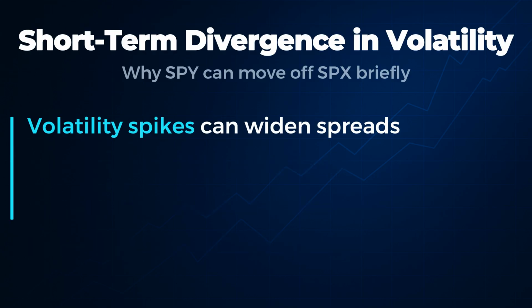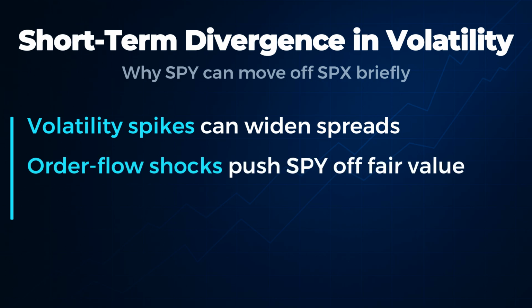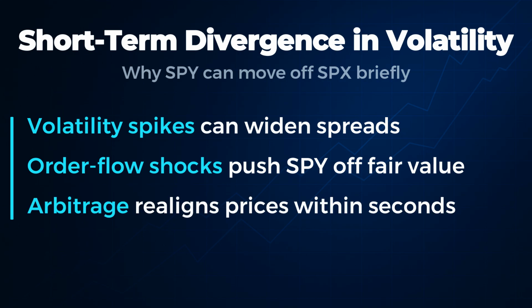During fast volatility spikes, SPY may briefly diverge from SPX. Spread widening, depth removal, sudden order flow shocks, and elevated implied volatility can push SPY a little off its fair value. But arbitrage compresses the difference almost immediately. You'll see SPY dip slightly below SPX's implied index level, and then realign within seconds.